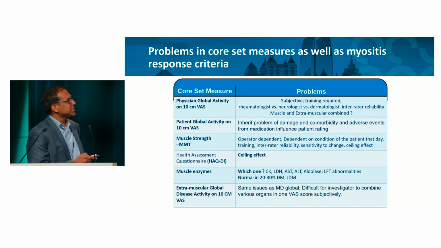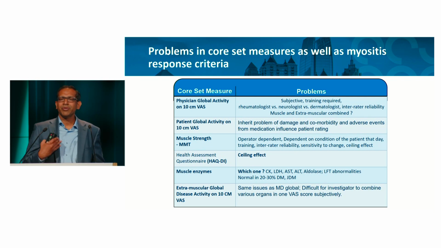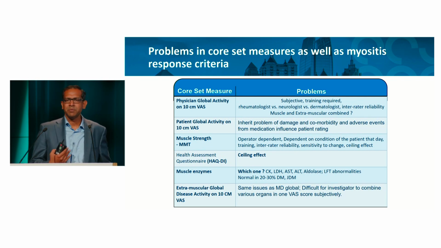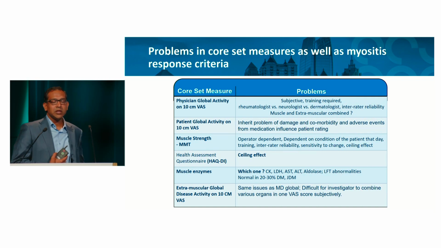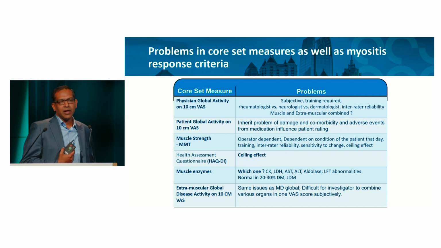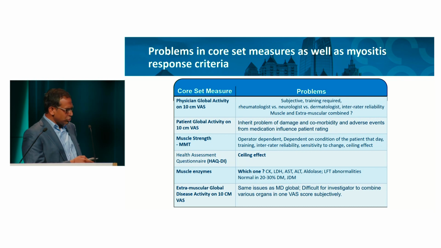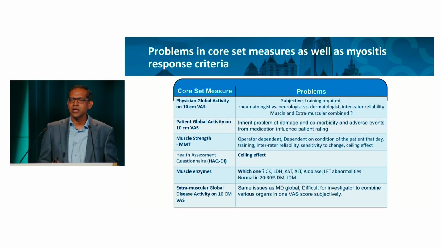The biggest problem is subjectivity. Most of these 6 core set measures are highly subjective. They require training, expertise, and experience, and different experience gives you different results, like a dermatologist versus a neurologist versus a rheumatologist. That leads to decreased inter-rater reliability. So even though we have made significant progress, we still have a lot of work to do. If you go to patient global assessment, oftentimes the patient is assessing not the disease activity, but the damage, the comorbidity, or the adverse event influence on the patient's rating of disease activity.